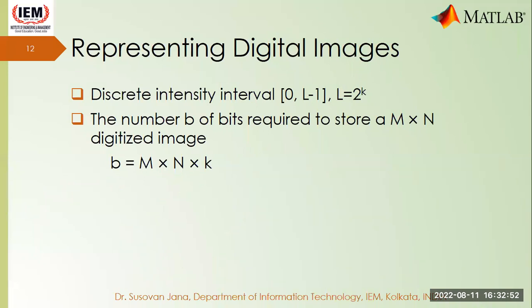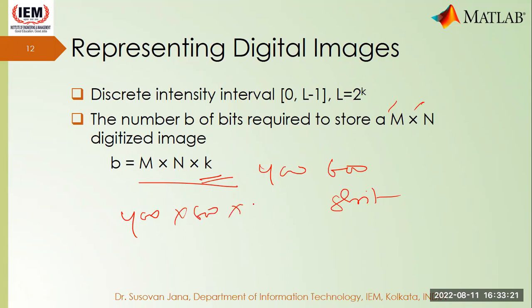If you have m number of rows and n number of columns, that means m is your height and n is your width, and you are taking k bits for storing. So the total size of the image will be m into n into k. Okay. Suppose you have a 400 by 600 image and you are taking an 8-bit image. That means you are taking 8 bits for storing a particular pixel. So the total size will be 400 into 600 into 8 bits. You can convert it into kilobytes, megabytes.